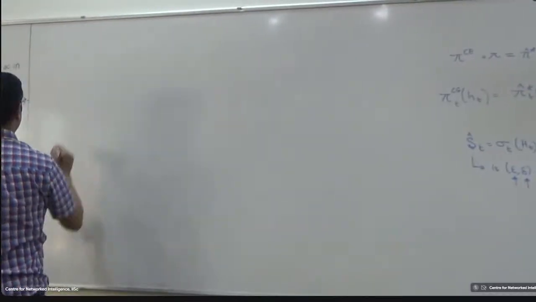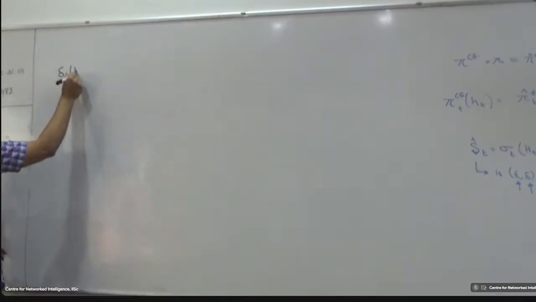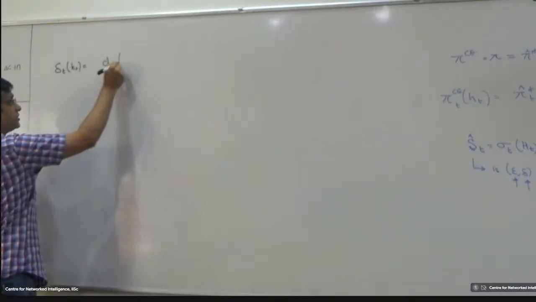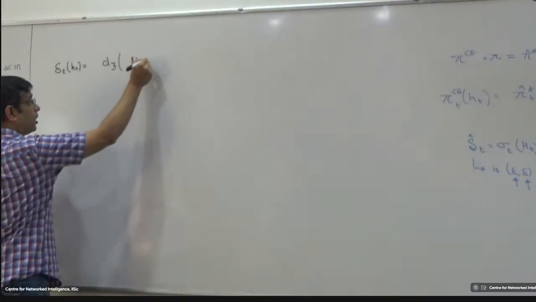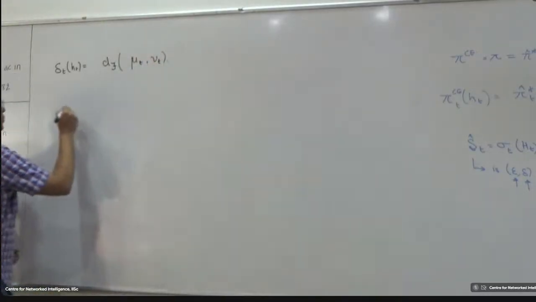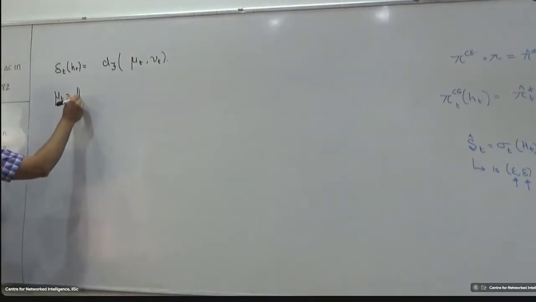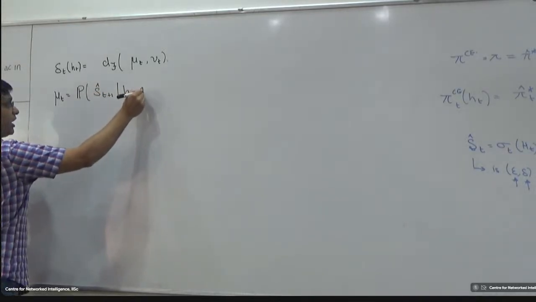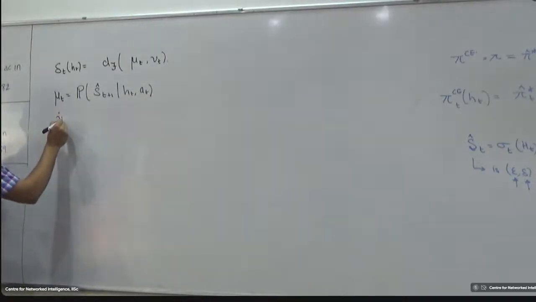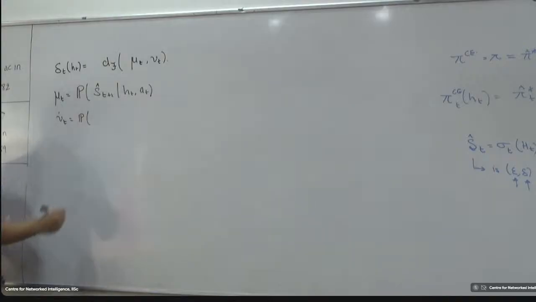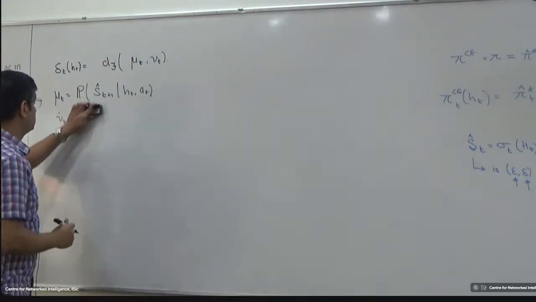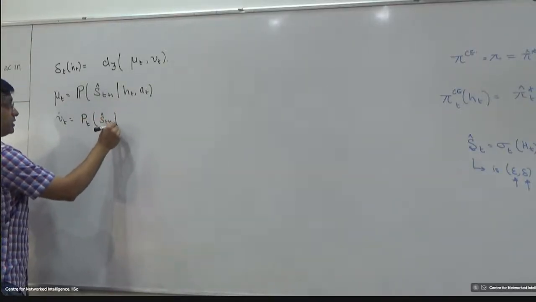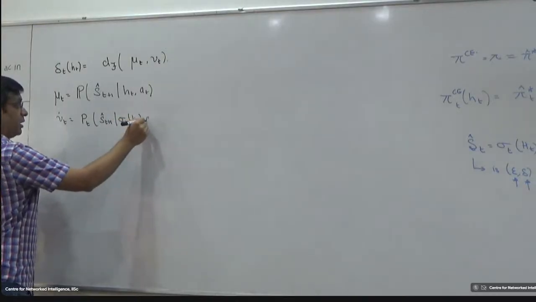So, for delta, I want to look at the Wasserstein distance between, let us say, mu_t and nu_t, where mu_t is the probability distribution of my estimate at the next time conditioned on history and action, and nu_t is the probability distribution. This is the true dynamics of the system. So, this is P_t of the next estimate, conditioned on sigma_t(h_t) and a_t.